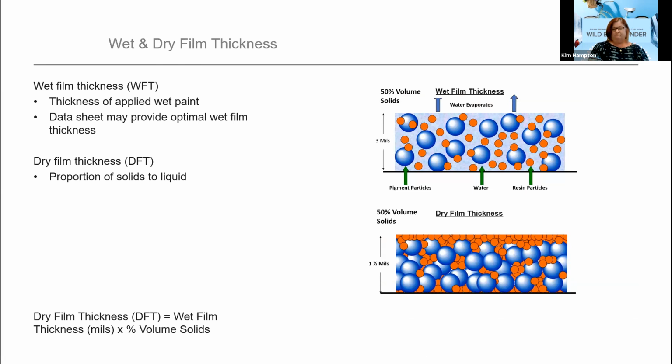Also, the dry film thickness, which is known as DFT, is the proportion of liquids to solids. A simple formula to remember when determining dry film thickness is DFT equals wet film thickness, WFT, times the percent of volume solids. The example in the illustration shows a wet film thickness of 3 mils, and the volume solids of the paint is 50%. Therefore, the DFT, the dry film thickness, is equal to 1.3 or 1.5 mils.